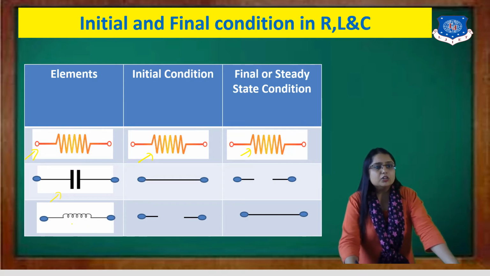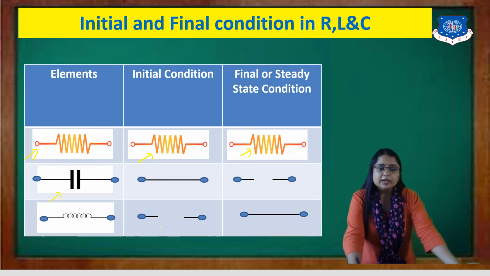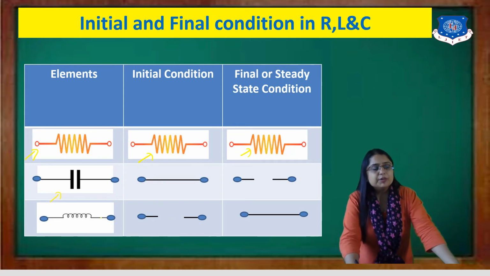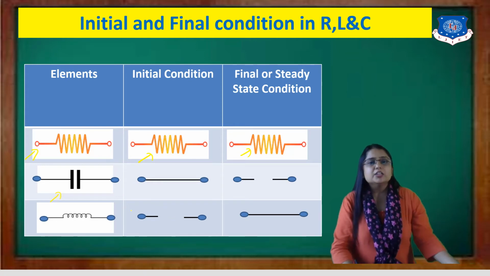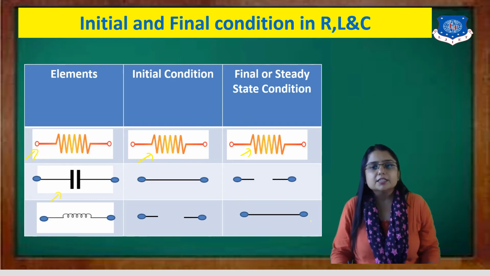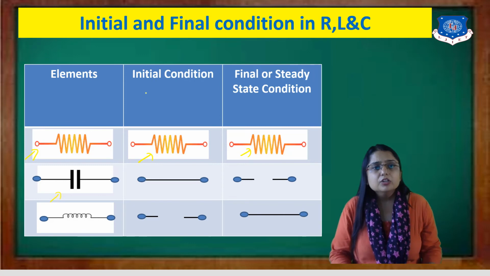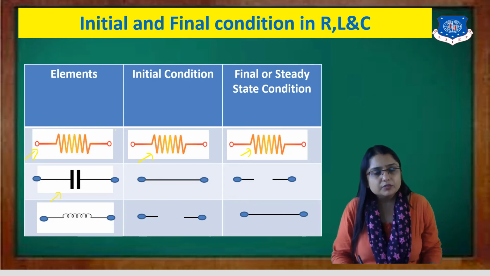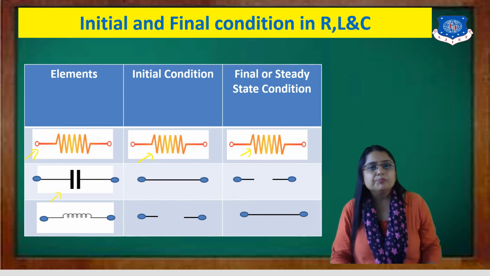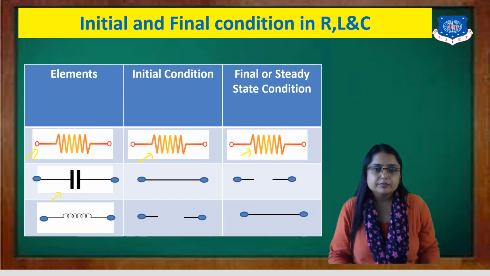Now in an inductor also, see when you apply the voltage or current, what will happen? This coil slowly starts to energize. So initially it will act as what? Open circuit. But when the coil is fully energized, after that it will act as a short circuit. Alright. So please remember this table. This we will use when we solve the example of switching in RLC.